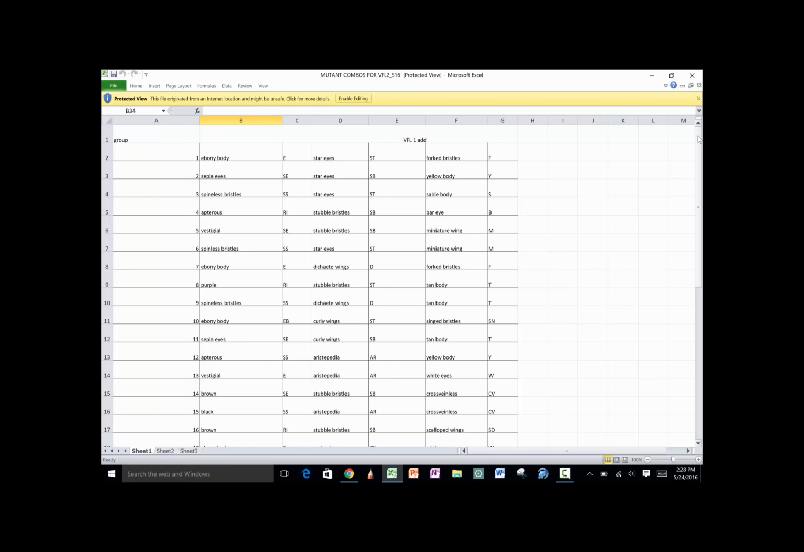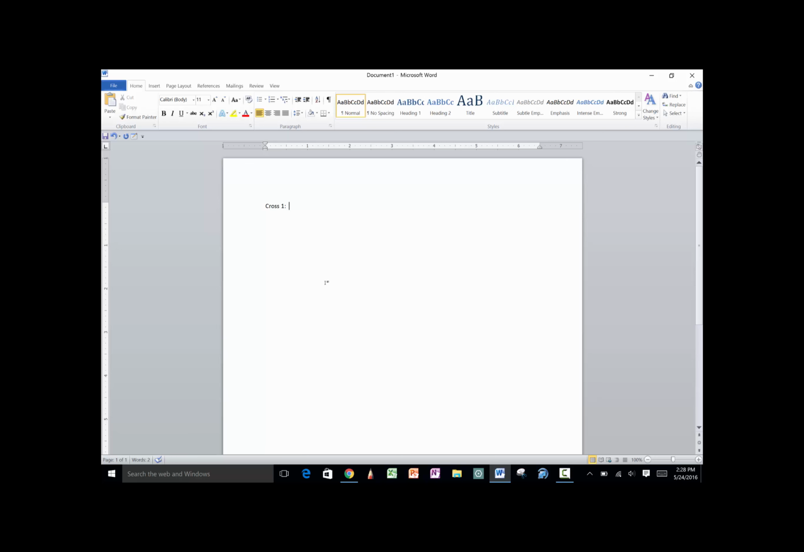Sometimes this takes a while to load up. So there's that. And I'm going to open up a Word document, and rather than just using the Virtual Fly Lab sheet, I'm just going to keep my own little notebook here. You're welcome to do that too if you like, as long as you just do everything.